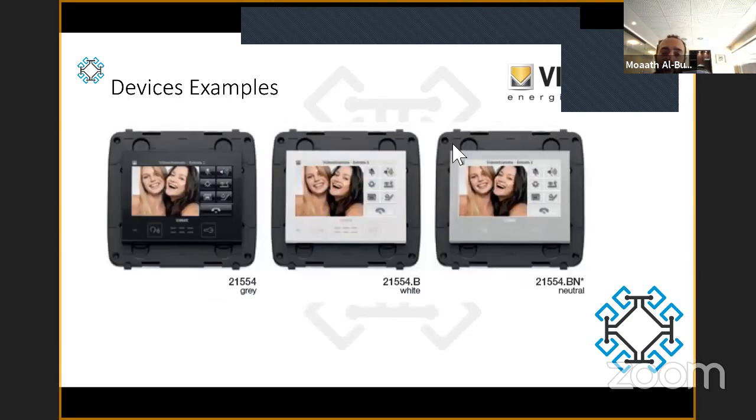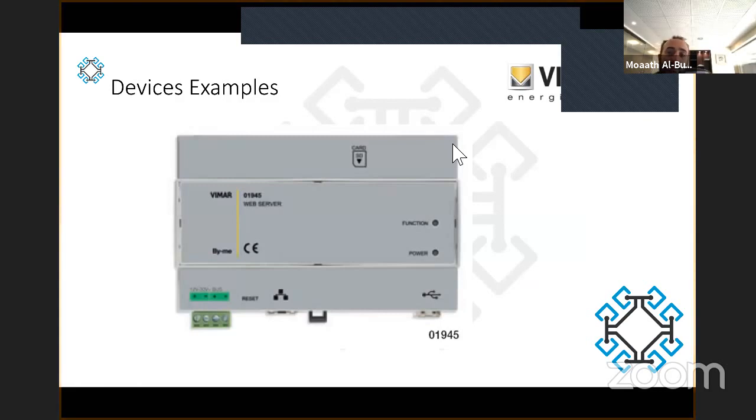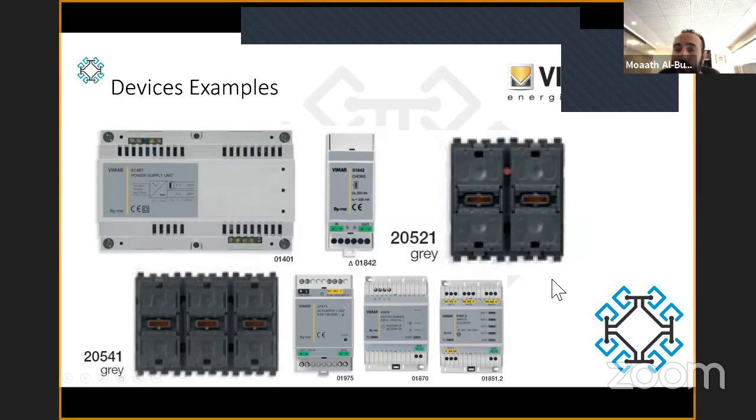And you can browse the internet from it. This is another example of our screens, a smaller one, which can connect to CCTV, to the automation, and to the intercom with a dedicated button for the intercom system. This is our web server, the one I talked about, which connects the By-me system to the LAN. So it gives access from mobile and from your tablet. Device examples: our power supplies, rockers, dimmers, actuators, 0 to 10 dimmers, 9,000 different devices of Vimar.